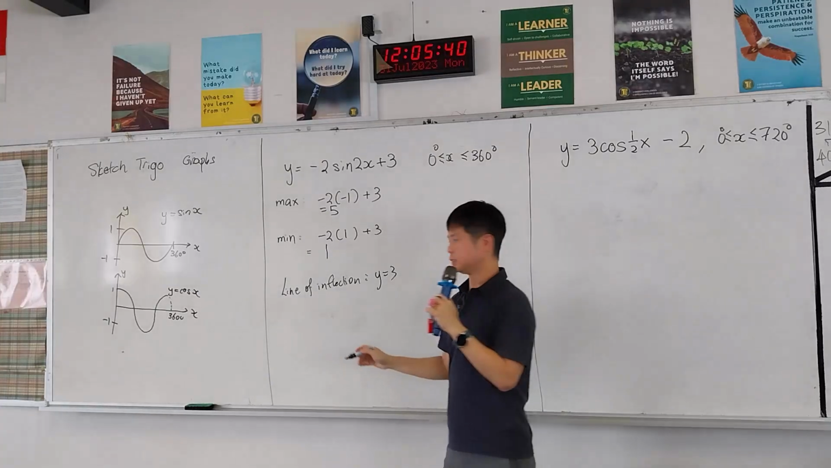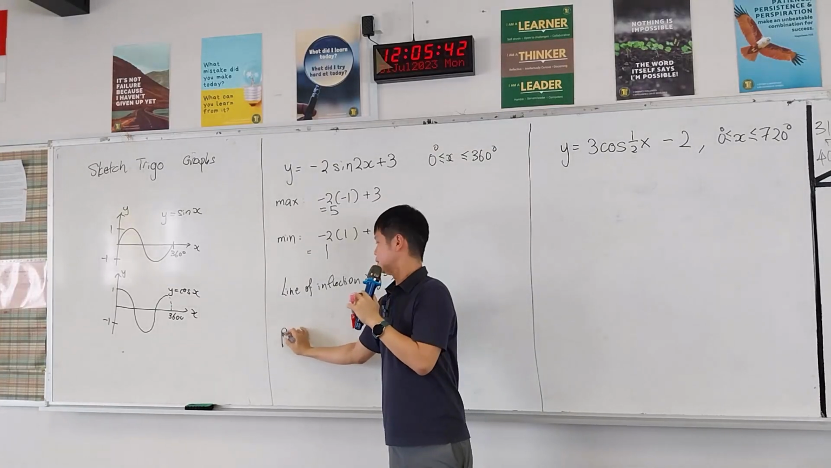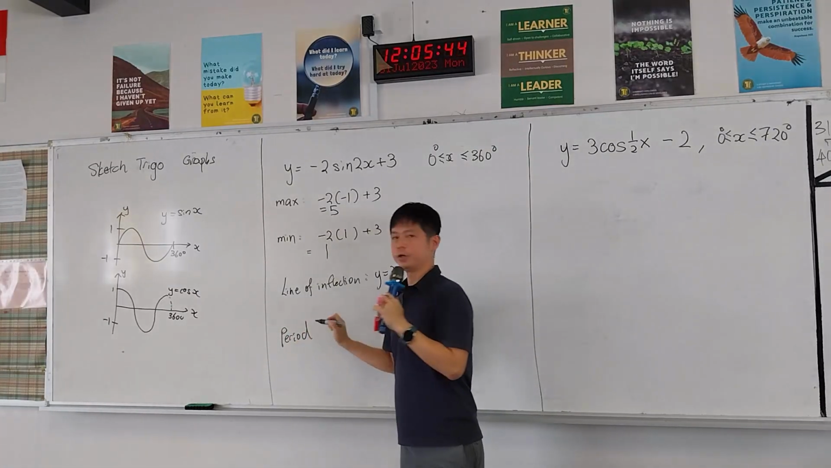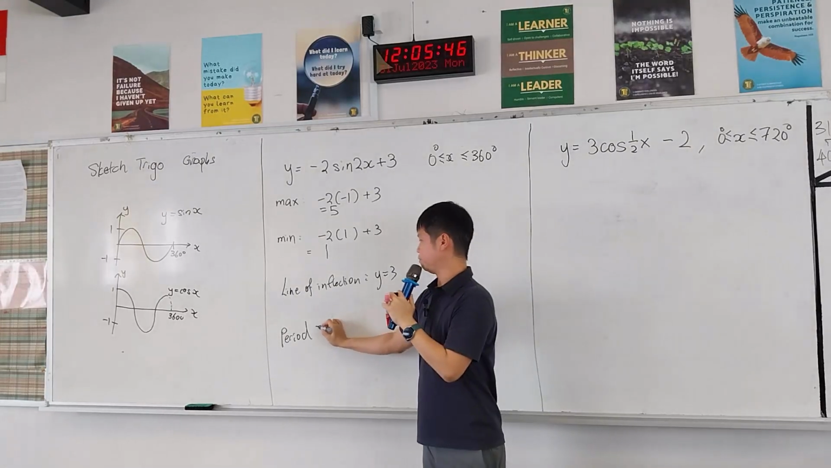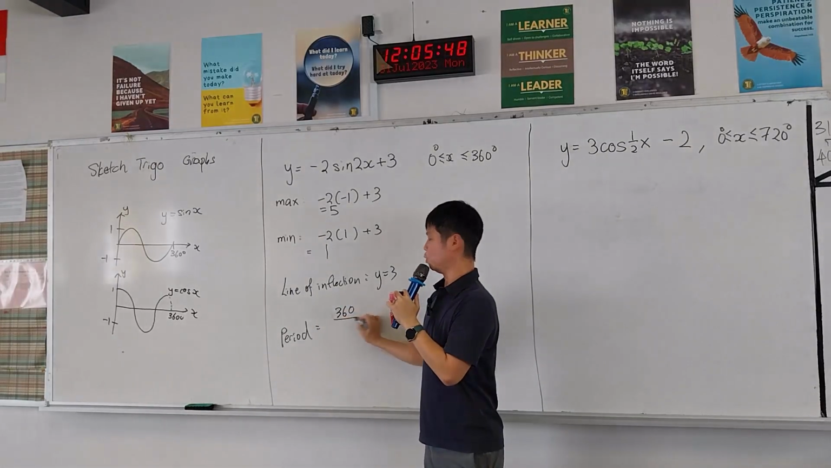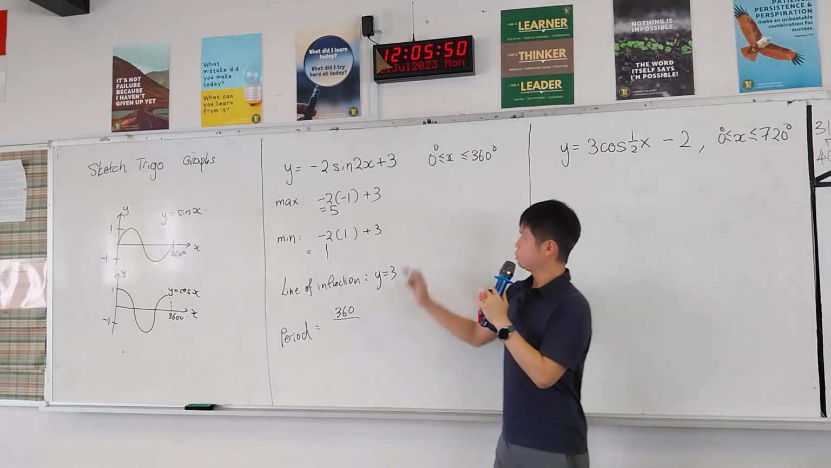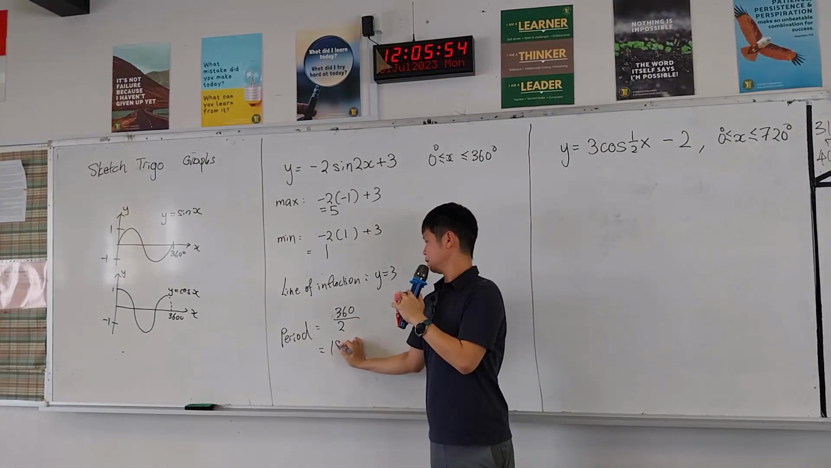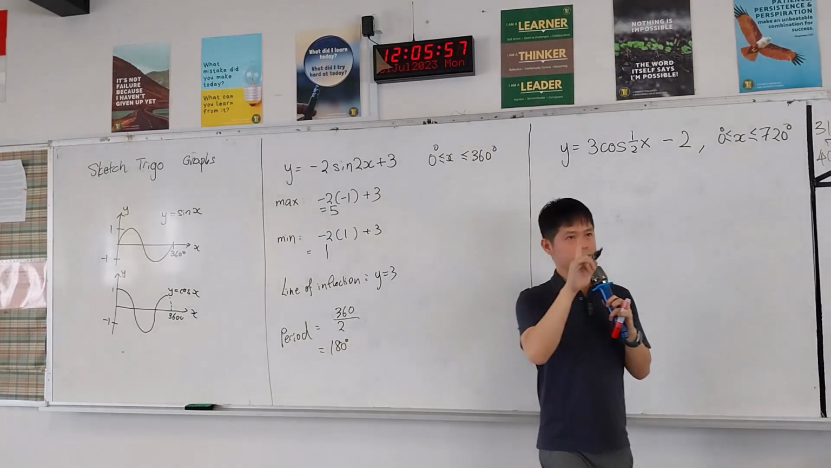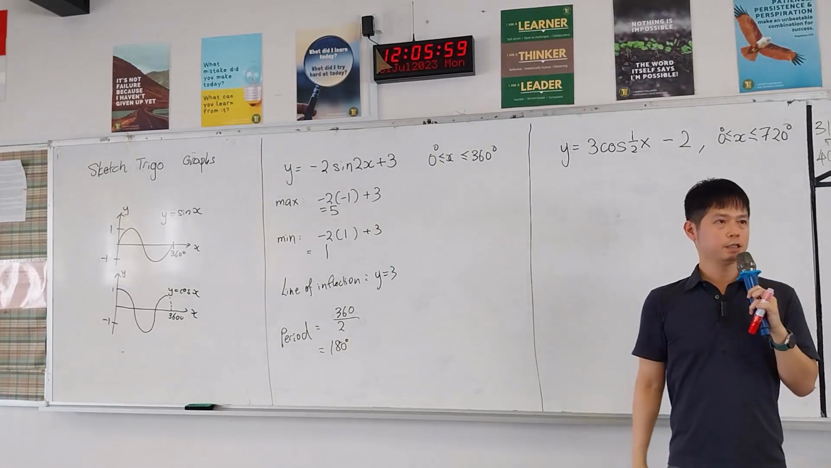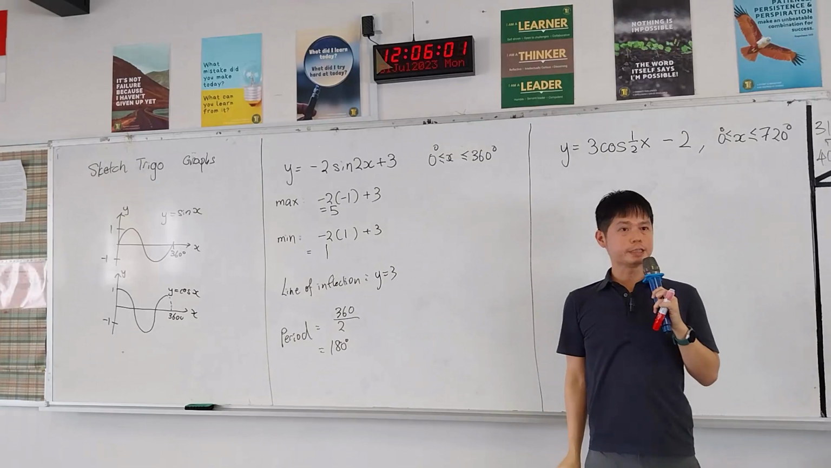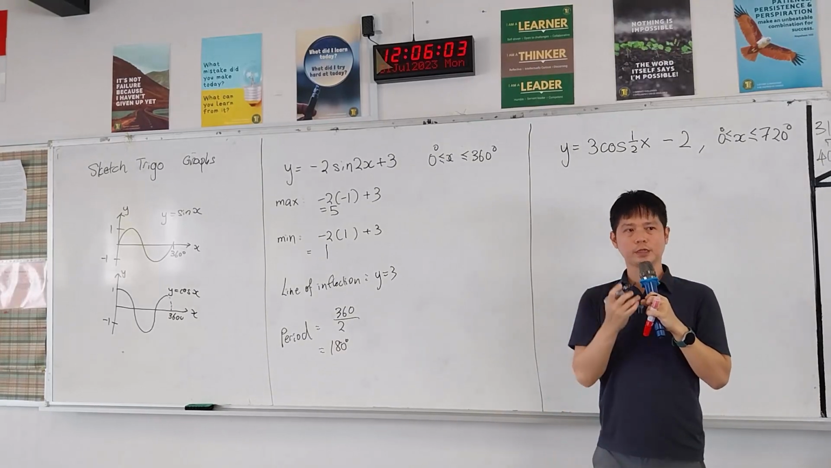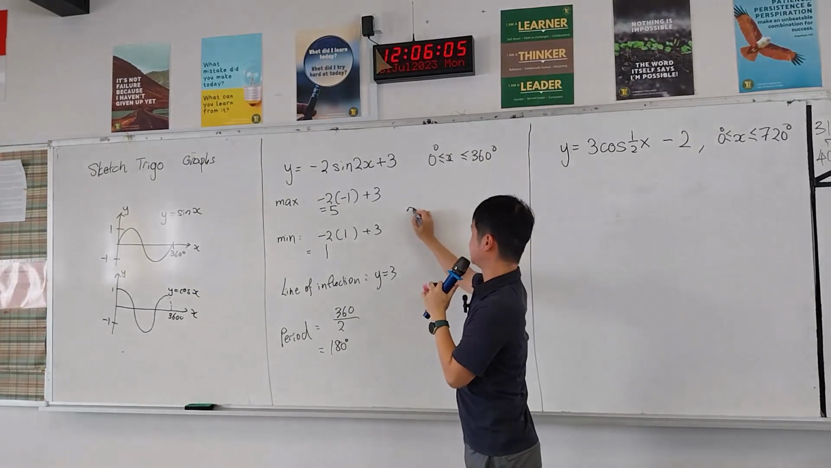And the last thing to set up is the period. So the period is given by 360 over, yes, what's the b value? 2. So what does it mean? One cycle is 180. I need to draw until 360. So I should have 2 cycles. Okay, so how you draw is like this.